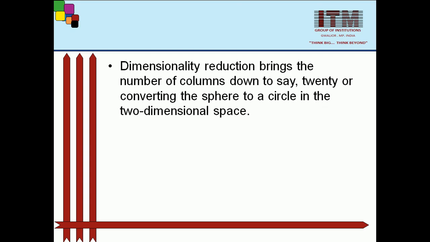So dimensionality reduction simply brings the number of columns down to say 20, or converts the sphere to a circle in a 2-dimensional space. So if the feature set which we discussed in the previous slide contains so many columns or several dimensions, like 3-dimensional space, 4D space, 5D space, and if it is containing some graphical object, then what is dimensionality reduction doing here? It will simply bring down the number of columns from 100 to 20, or it will convert the sphere to a circle in a 2-dimensional space. So simply the feature set will be reduced from a higher dimension to a lower dimension. This is the principle of dimensionality reduction.